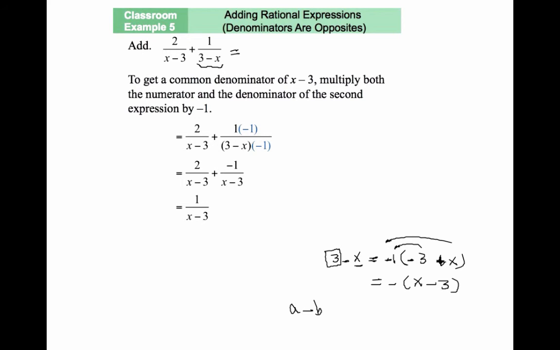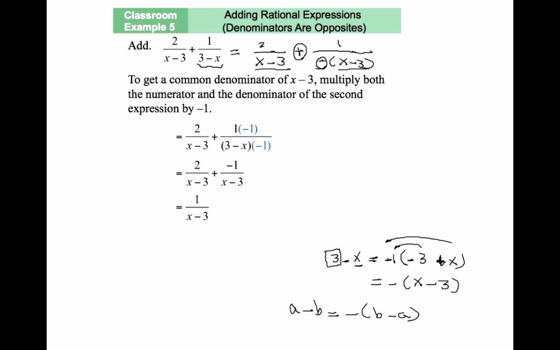If you remember, we said a minus b is equal to minus b minus a. So here I can change the second one. Remember, we're not multiplying this by minus, we're factoring a minus out. This becomes minus x minus 3. We do this to find the LCD easier. The LCD of x minus 3 and minus x minus 3 would be simply x minus 3 and then minus right in front of it.